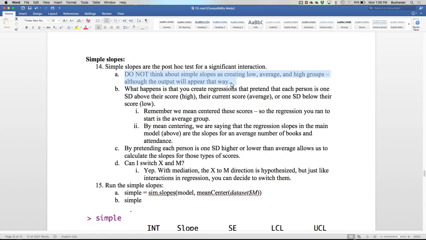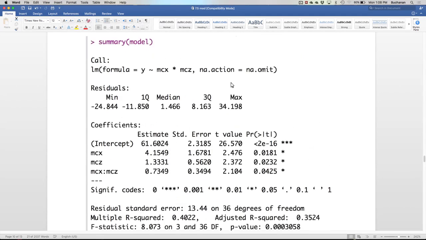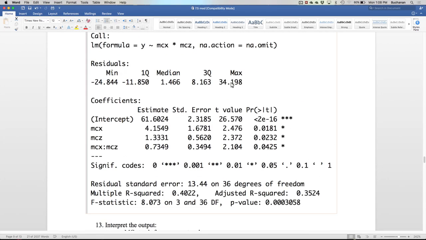The reason we mean-centered, what I said, was multicollinearity, and then here's the interpretation part. Where we started was everybody was mean-centered. So that means that the very first regression you ran was at an average level of attendance. Here's books for an average level of books. So by mean centering, we're taking those regression slopes in the main model. This is the main model. That's the average score.